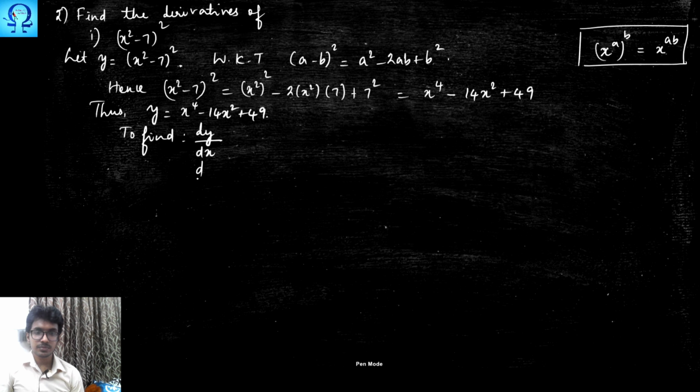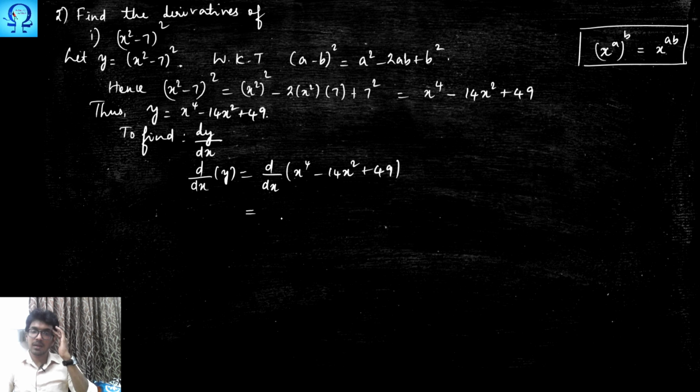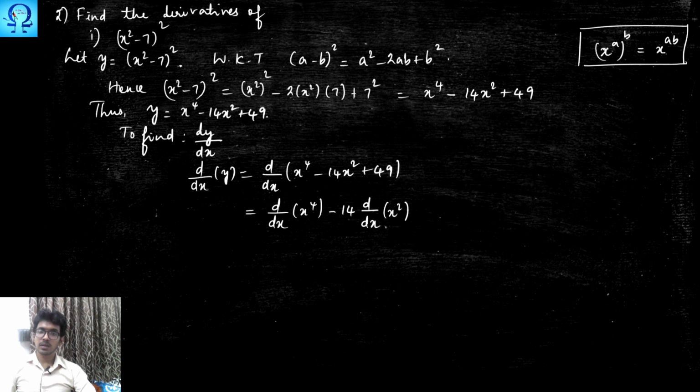So d upon dx of y is d upon dx of x power 4 minus 14x square plus 49. As of now, I hope you have had the idea of using the sum rule and the scalar multiple rule. So let me write them directly. So d upon dx of x power 4 minus 14 times d upon dx of x square plus, since this is a constant, let me have it as it is.